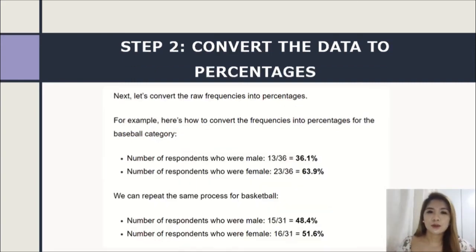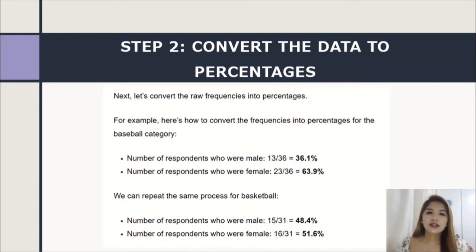Step 2, we will convert the data to percentages. Next, let's convert the raw frequencies into percentages. For example, here's how to convert the frequencies into percentages for the baseball category. Number 1, the number of respondents who were males, 13 over 36, is equal to 36.1%. For the number of respondents who were female, we have 23 over 36, which is equivalent to 63.9%.